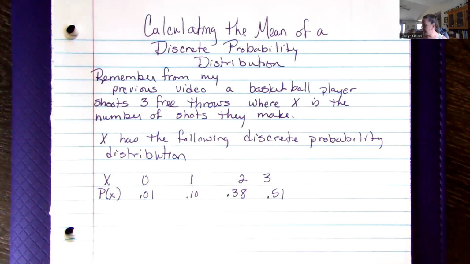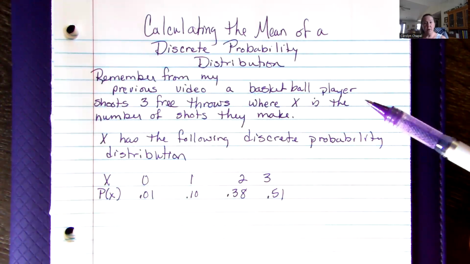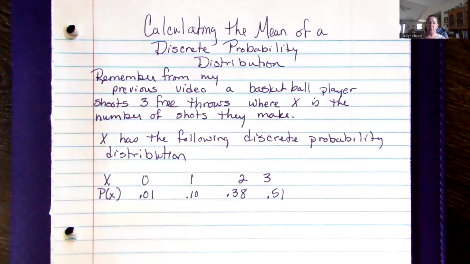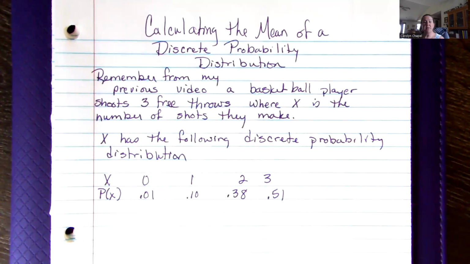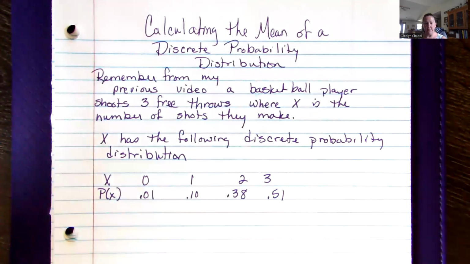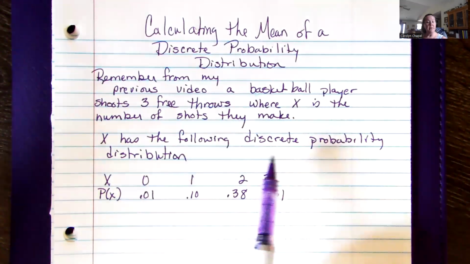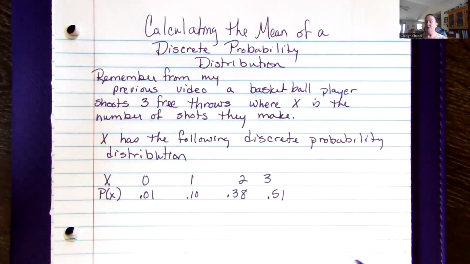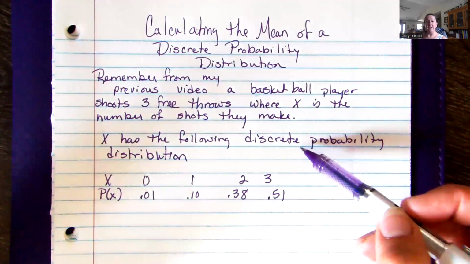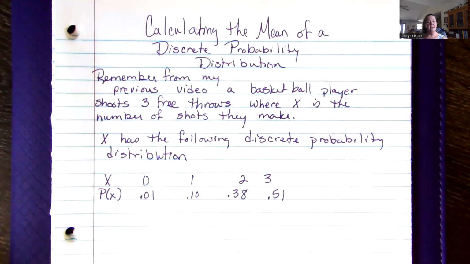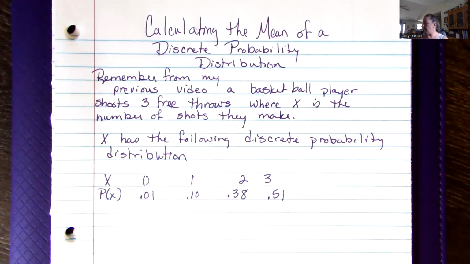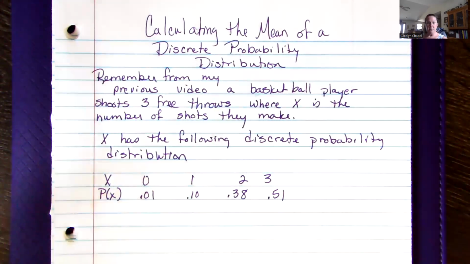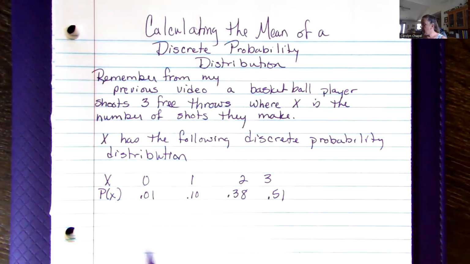So I want you to first of all remember from my last video, and if you didn't see the last video, that is okay, but we had a basketball player who's going to be shooting 3 free throws. And what we're going to do is let X be the number of shots that they make. So X has the following discrete probability distribution. Discrete meaning that X takes on finite values. So 0, 1, 2, and 3. It does not take on a continuous spectrum of values, which would be a continuous probability distribution.